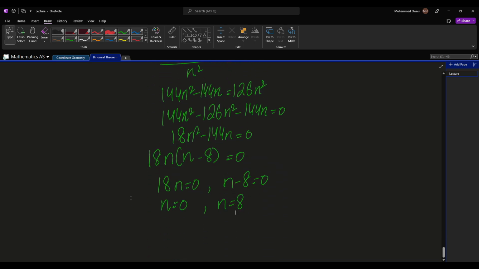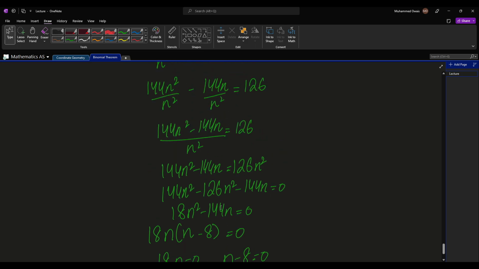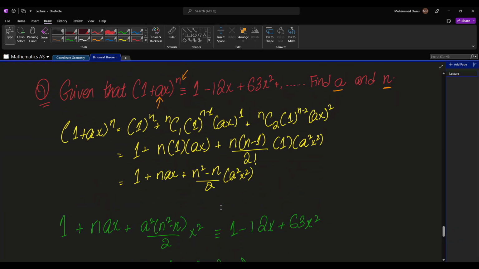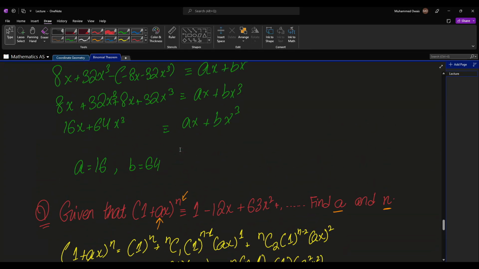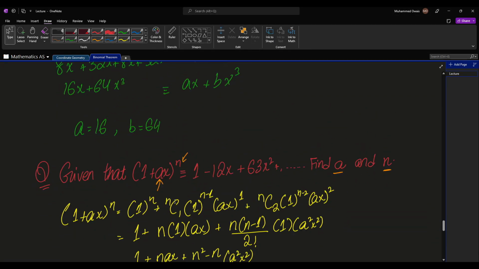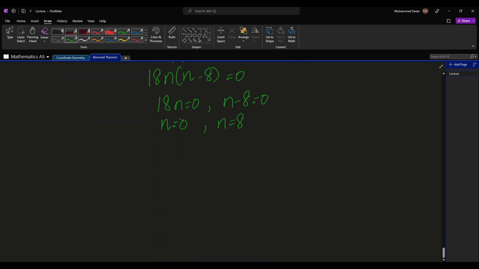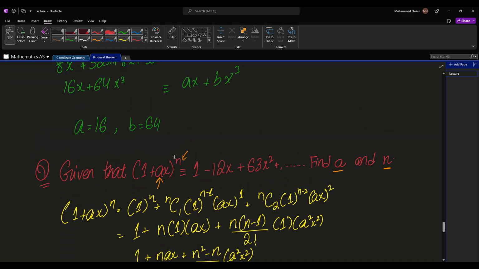Now then, I have the value of n, all right? Now to pick the value of a, all right? N could not be 0, right? Because if it was 0, we would not be able to expand this term. Therefore, we will deny n equals to 0. We will pick n equals to 8. If we did the power of n as 0, this whole term would become 1. So this would not become comparable, all right?